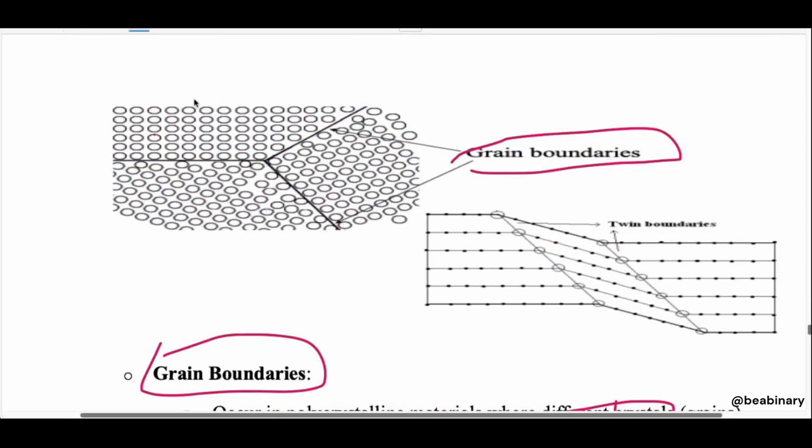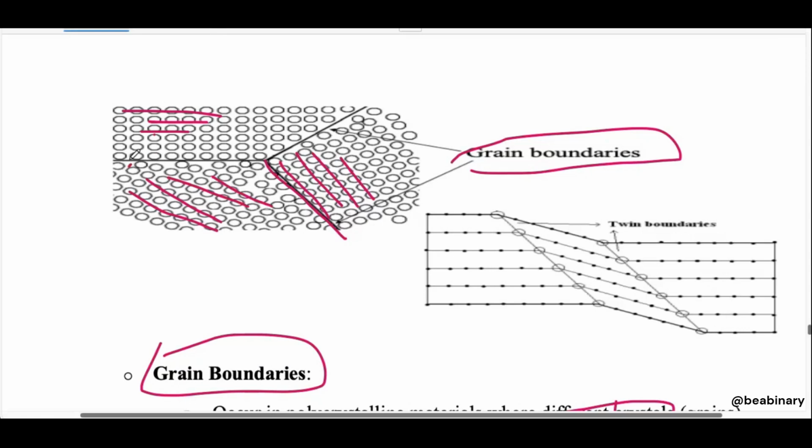Yeah, you can see here around this particular line, if you follow the same pattern, here same pattern, same pattern. You see, same pattern again. But at the boundary, you can see there is a vacancy.